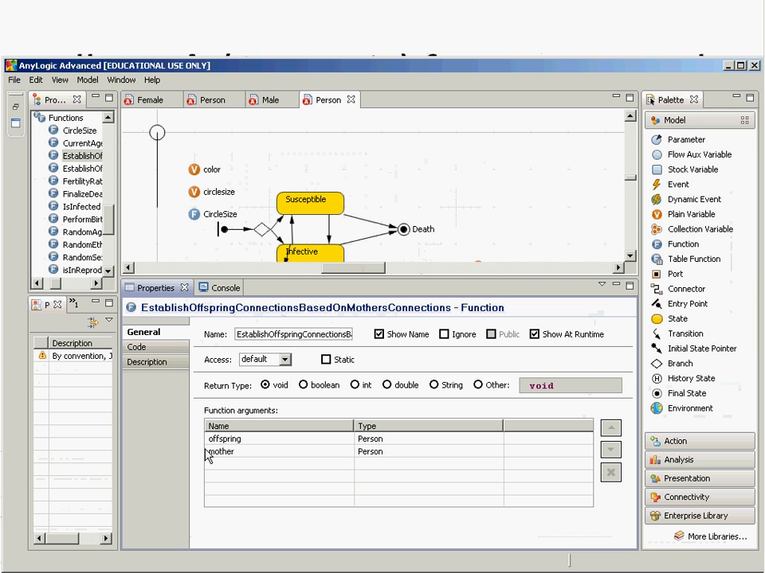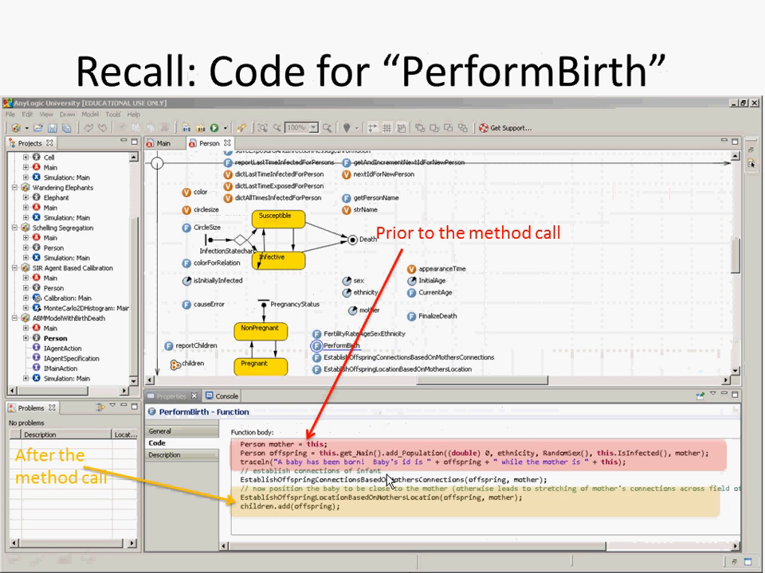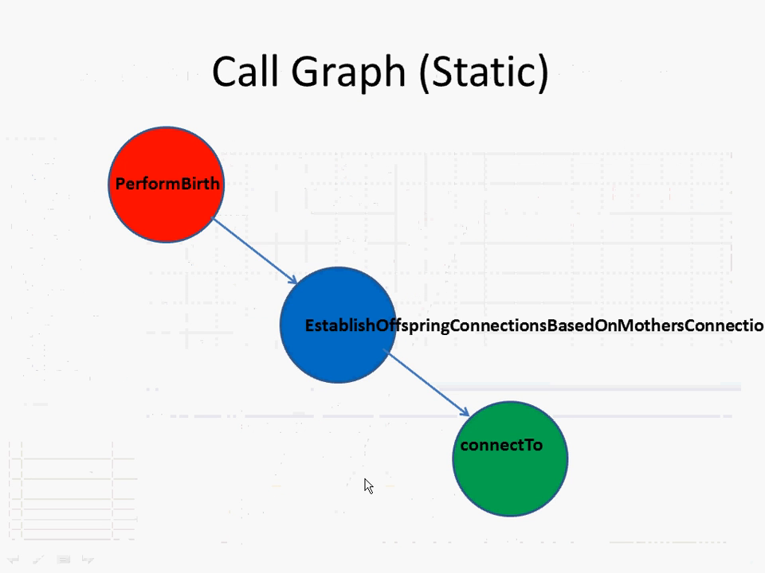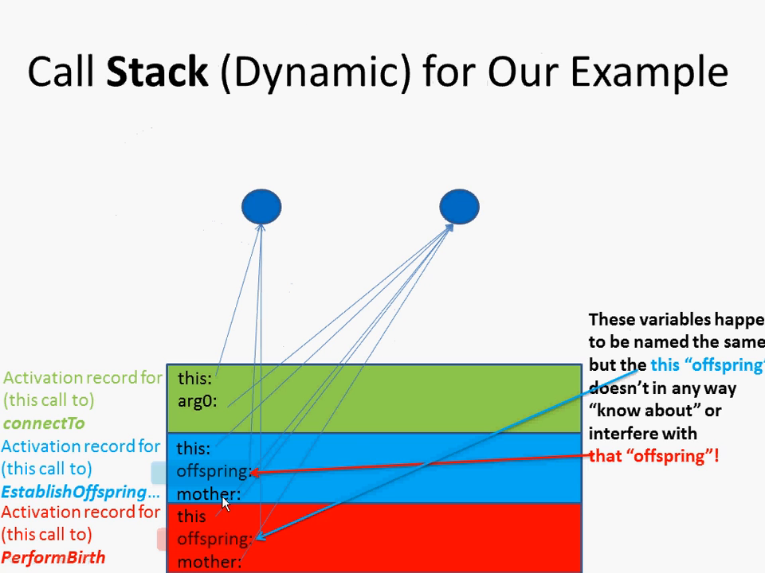So those are declared as arguments, as parameters, called formal parameters, to this method, okay? And so this is saying, for me to do my job, you've got to give me this. I'm not going to do my job unless you give me that, okay? So in fact, that's what you saw happen when perform birth called this method: it gave it two values for those, right? So when we make this call, there's actually code here for establish offspring connections based on mother's connections. There are two variables because we provided a value for each of those as part of the contract to do its job. There's a value for offspring and a value for mother. In other words, variables that are provided immediately.